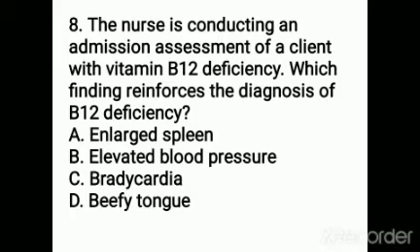Question number 8. The nurse is conducting an admission assessment of a client with vitamin B12 deficiency. Which finding reinforces the diagnosis of B12 deficiency? Options are enlarged spleen, elevated blood pressure, bradycardia, beefy tongue. Correct answer option D, beefy tongue.